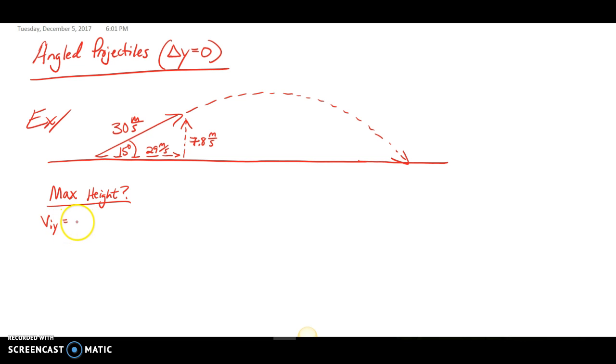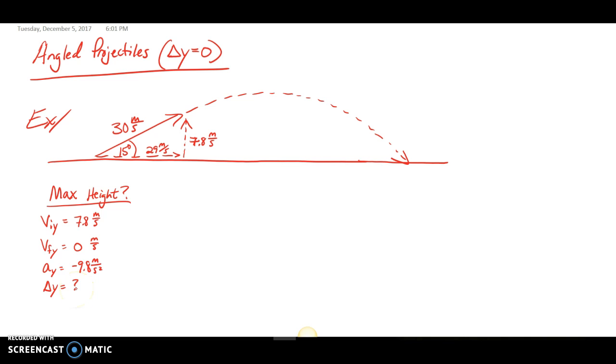Now, going on to our max height problem here, the variables that we know: our initial velocity in the y direction is 7.8 meters per second. We know at the maximum height, the final velocity in the y direction is going to be 0 meters per second. We know our acceleration in the y direction is going to be negative 9.8 meters per second squared. And maximum height means we're solving for delta y.